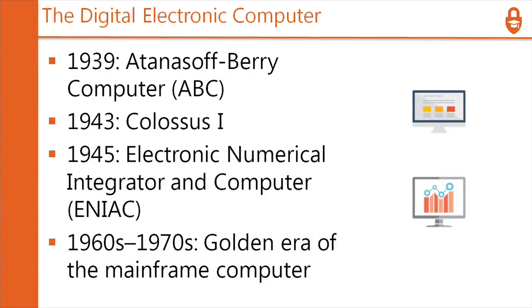For the digital electronic computer, in 1939, we had Atanasoff-Berry build the computer. ABC was his initials there. In 1943, we had the Colossus 1. Because of its size is why they called it the Colossus 1. And in 1945, we had the Electrical Numerical Integrator and Computer, ENIAC. It was one of the very first real computers. The other ones were real computers, but this was doing a lot of work. And in the 60s and 70s, we had the golden era of the mainframe computer.